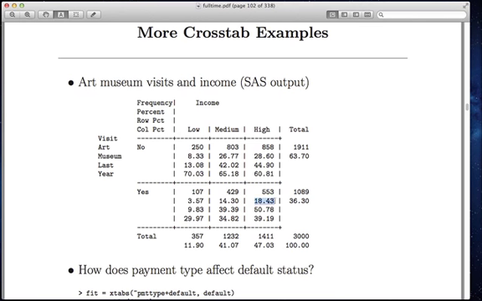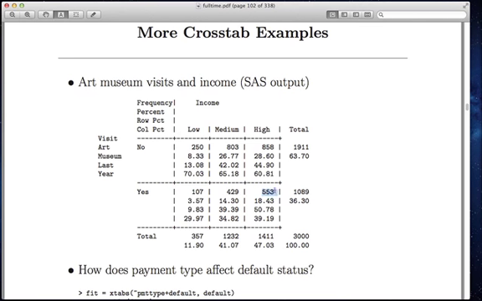Let's interpret 18%. So pause the video, write down the interpretation, then I'll give you the answer. All right, the interpretation is 18% of everybody has high income and goes to art museums. So you'll notice that if you add up all these numbers, 8.3, 26.77, 28.6, 18.4, those will add up to 100%.